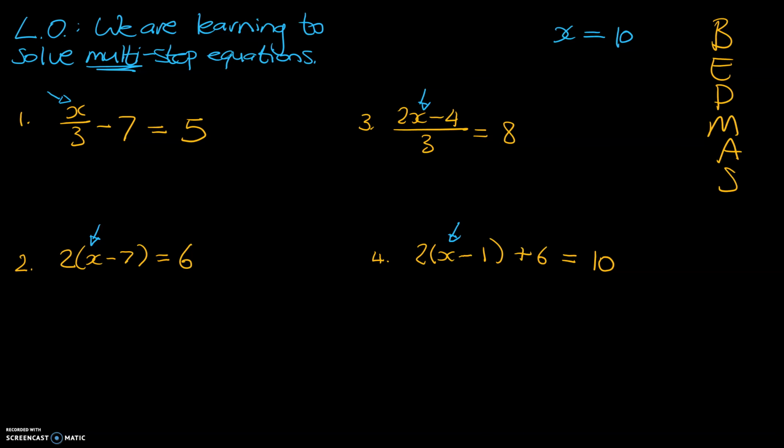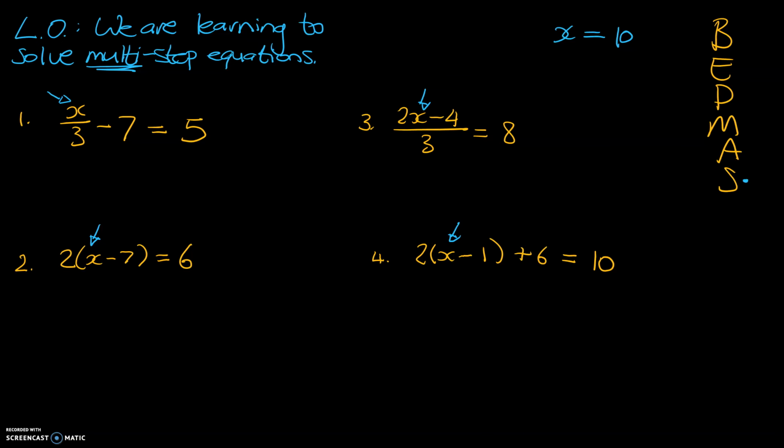So number 1, we've got x divided by 3 minus 7. That is going to be equal to 5. Our goal is to get that x by itself, which means we need to get rid of that divided by 3, and we need to get rid of that negative 7. So our starting point is BEDMAS. We need to ask ourselves, are either of these subtraction? In our case, yes, that minus 7 is subtraction. So we need to move that one first. We can't move the 3, we have to move that 7 first.